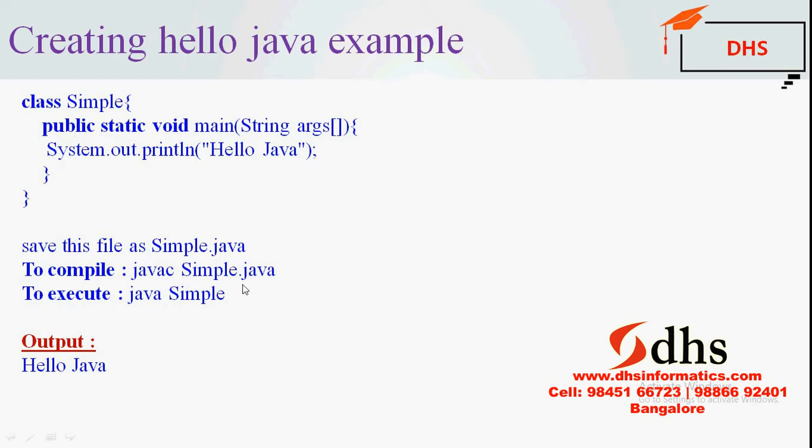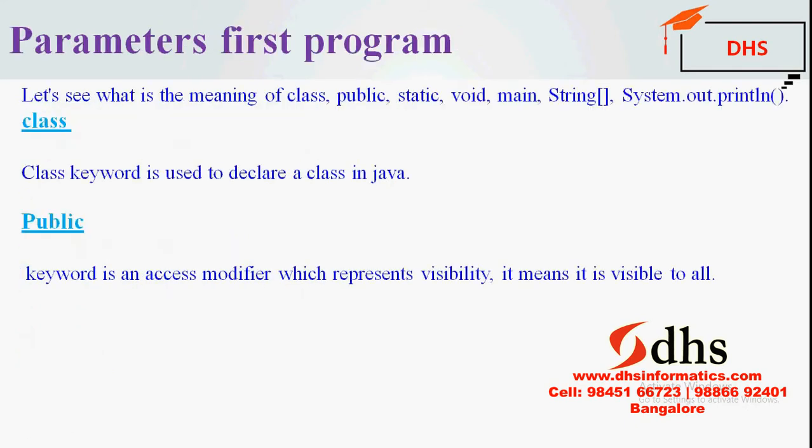To compile you should use javac Simple.java. It means Simple is your file name as well as the class name. And to execute, java Simple. Simple is your file name. Once you execute it, it is going to display hello Java. While compiling, it generates .class files that are nothing but bytecode.